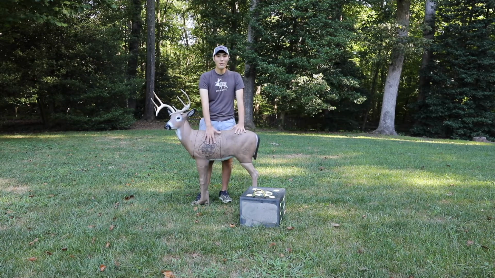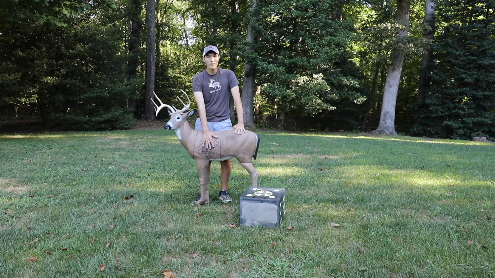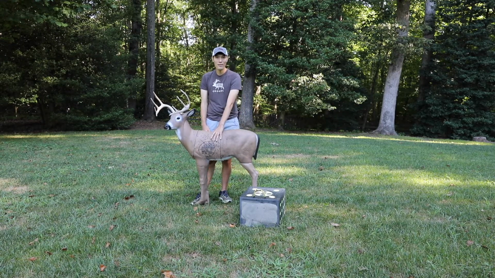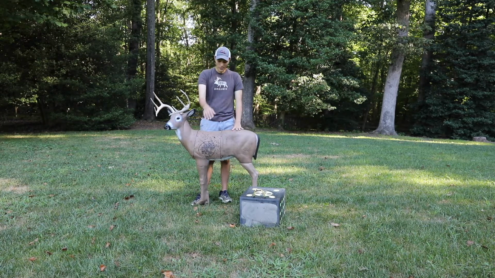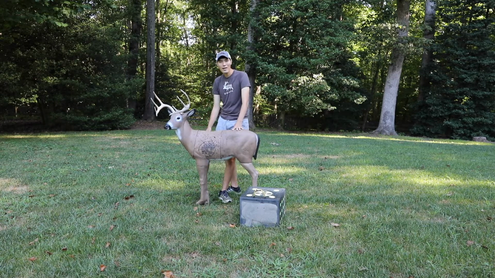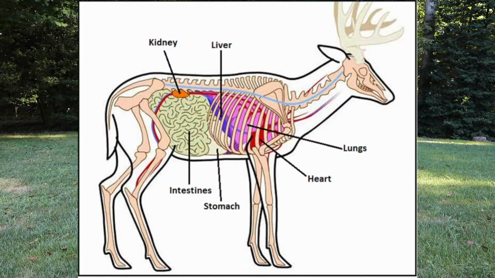So the lungs are going to provide you with the largest target, and if you're going to go for them, you want to hit both lungs. And ideally, your arrow would hit one lung, the other lung, and then continue to pass through. The same thing goes for the heart. If you hit the heart, you still want your arrow to completely pass through.